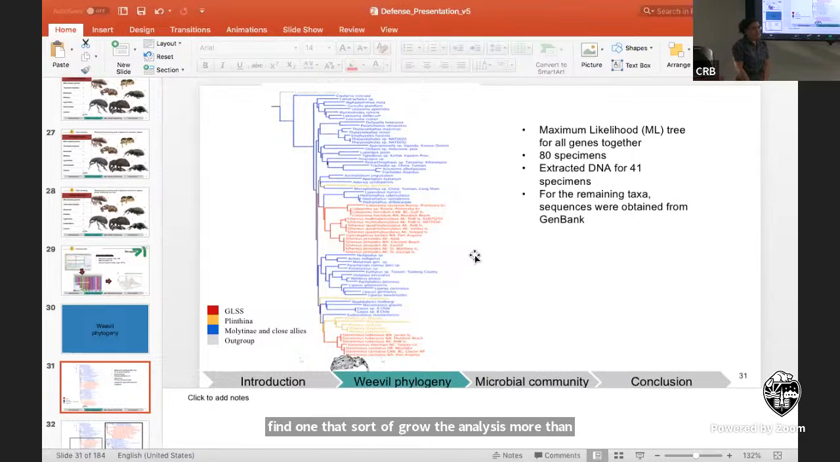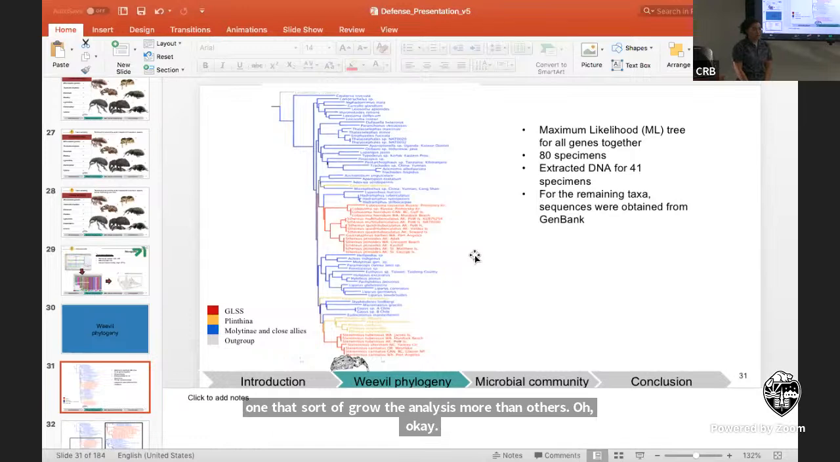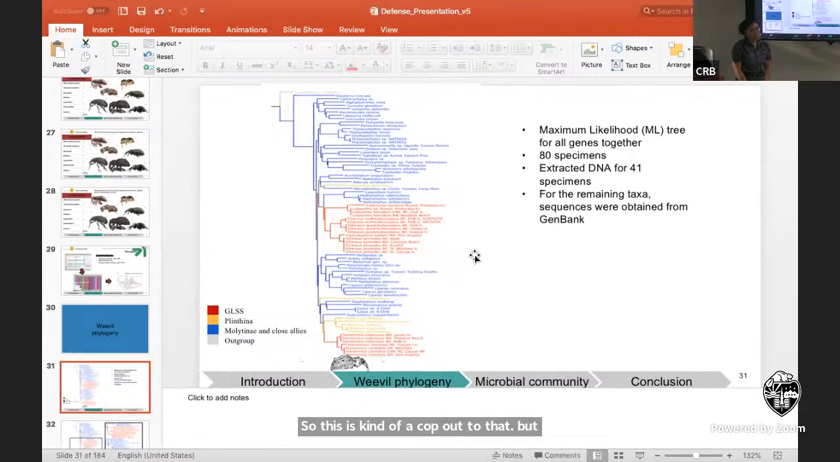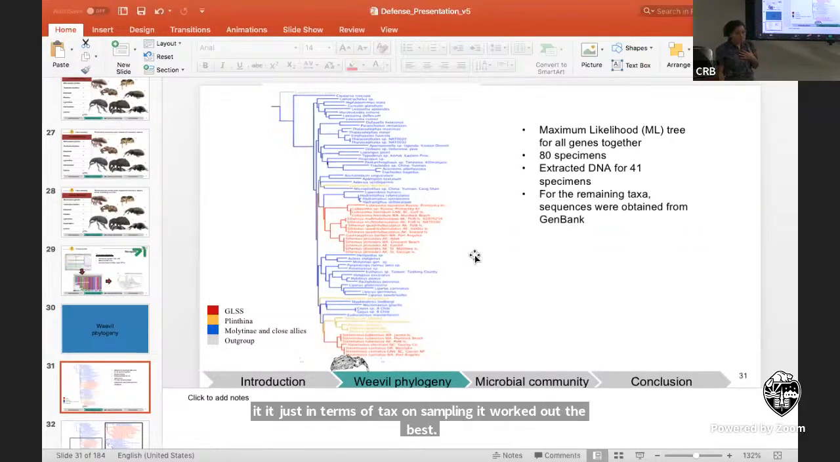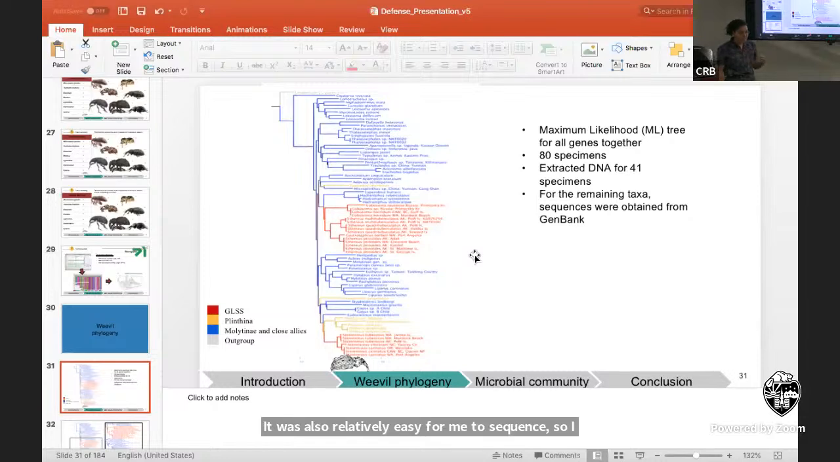Okay, so this is kind of a cop out, but I would say that I got a lot of information out of CO1. The reason for that is that it's a known barcode in insects in particular, and so there's a lot of data to compare to. In terms of taxon sampling, it worked out the best. It was also relatively easy for me to sequence, so I was able to contribute more data to that.